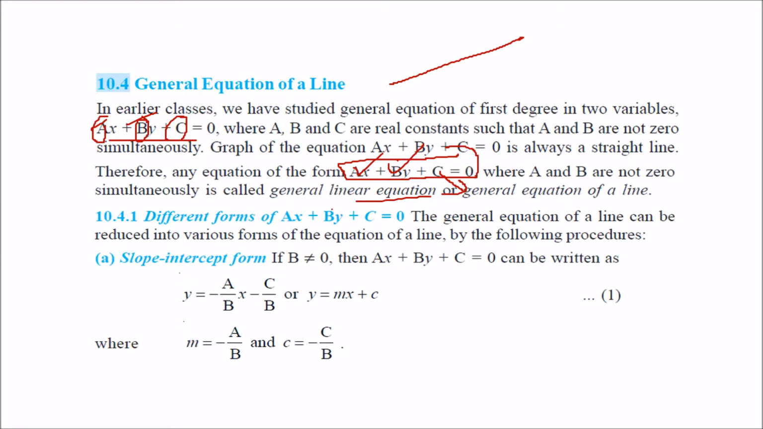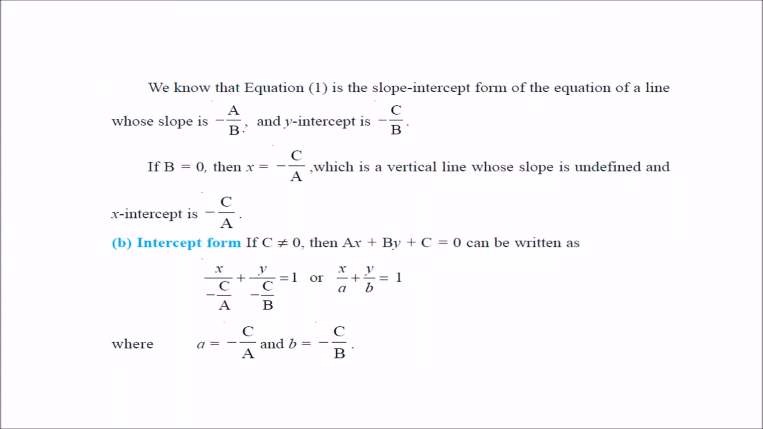So there are different forms of this Ax + By + C = 0, and the general equation of a line we can reduce into various forms. First is the slope-intercept form. If B is not equal to 0, then keep y on the left and take everything else to the right side, and compare it with y = mx + c, the slope-intercept form. So we see here that m is minus A by B and c is minus C by B. So we are aware now that the slope will be like this and the y-intercept will be like this.